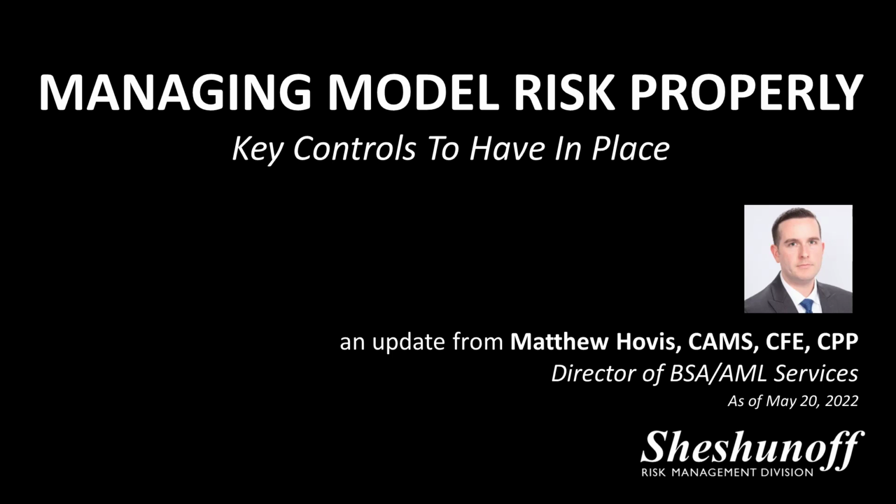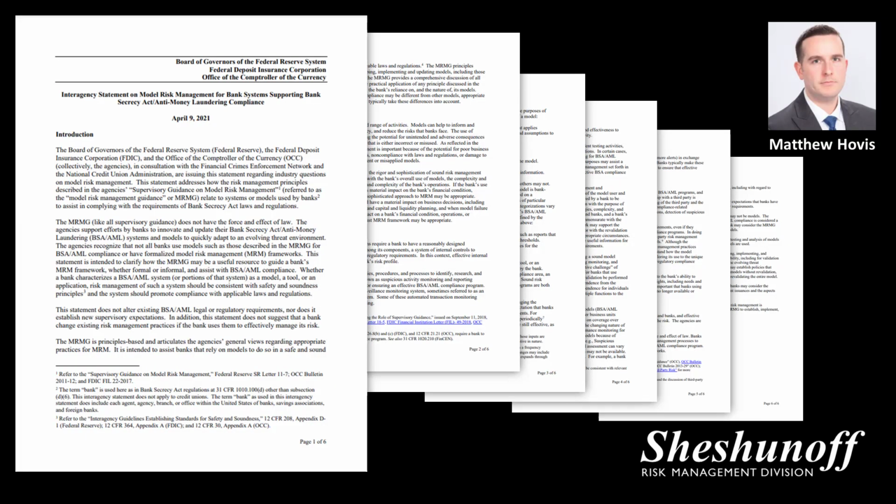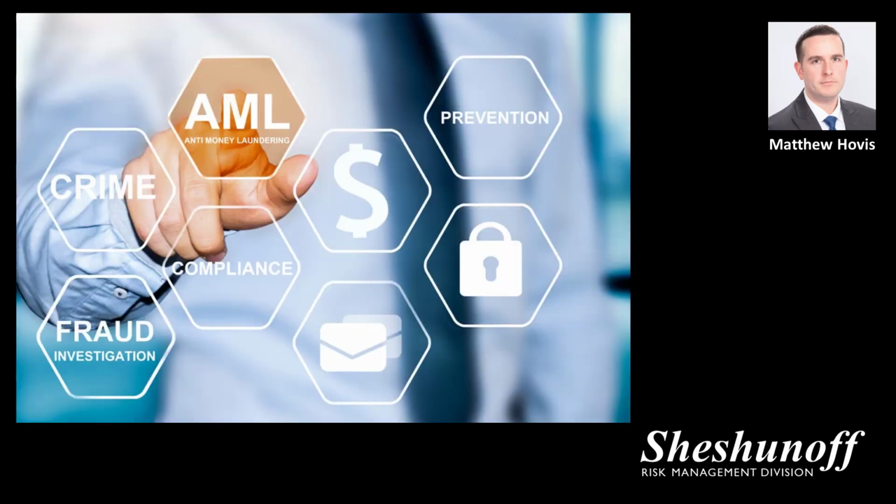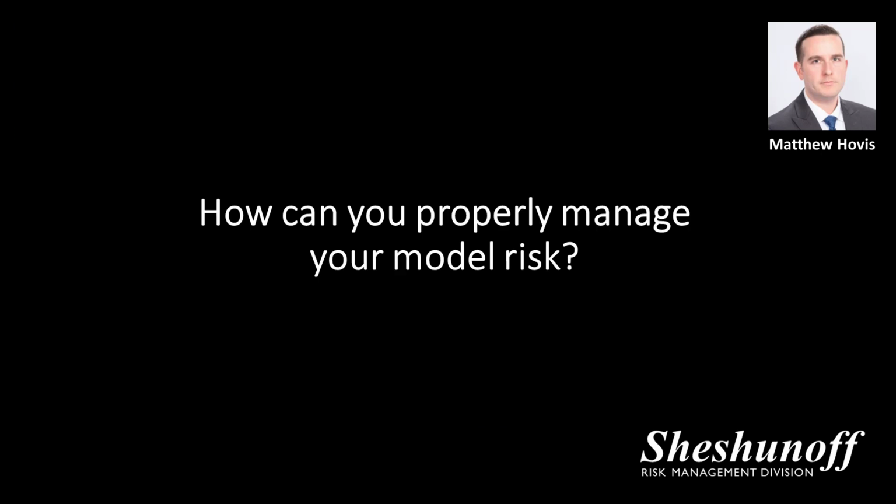In the wake of the FFIEC's 2021 interagency statement on model risk management for bank systems supporting BSA AML compliance, there's ever-increasing focus from the regulators on how banks and credit unions are managing their various systems in place for detecting suspicious activity, whether that's within an anti-money laundering context, sanction screening context, or even in an anti-fraud context. There's ever-increasing expectations now that you're going to be properly managing your model's risk.